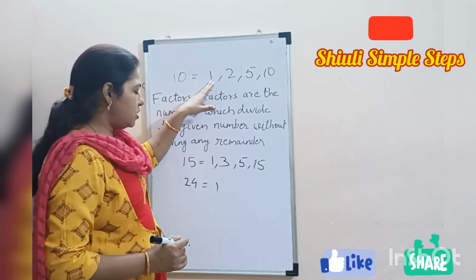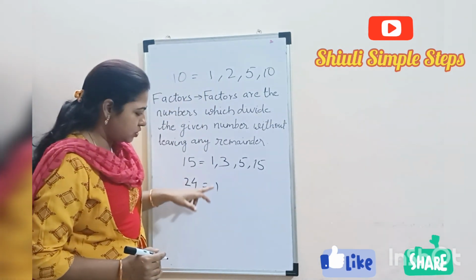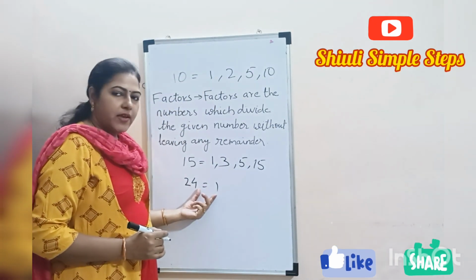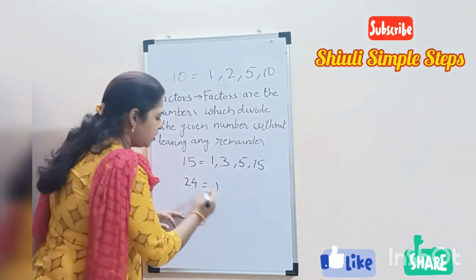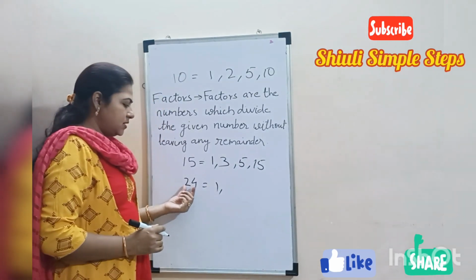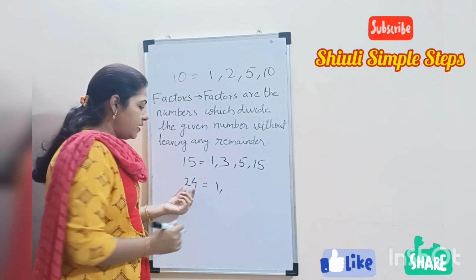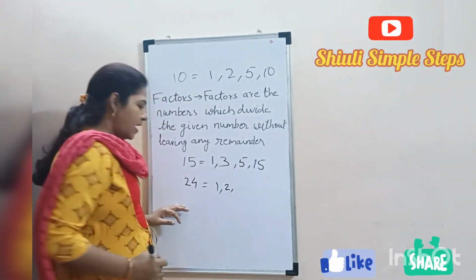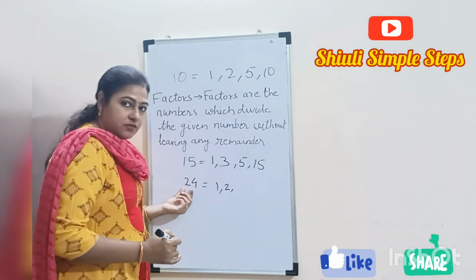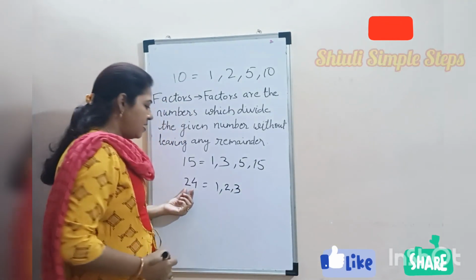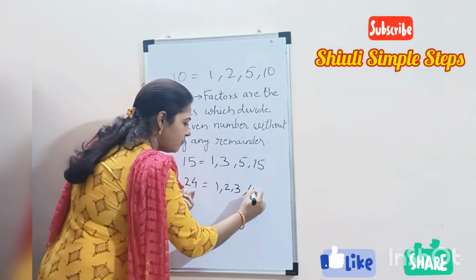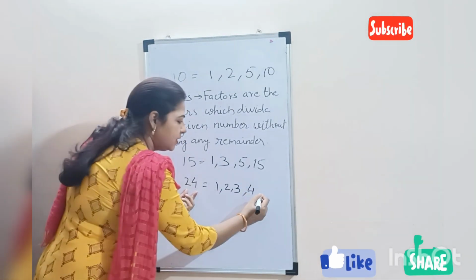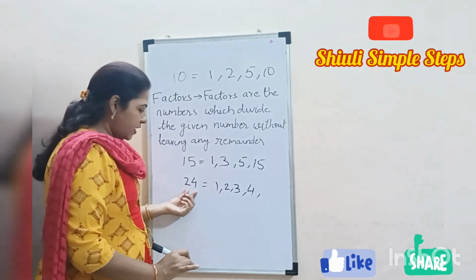Okay, here also 1. So 1 is a factor of every number. Then here, because it is an even number, we have 2 as a factor. Then 3 is also a factor, then 4 is also a factor. Then 5. No, 5 is not a factor of 24.